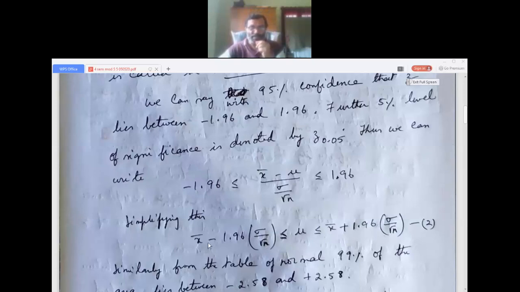So from this, the next step: x bar minus 1.96 into sigma by root n is less than or equal to mu, which is less than or equal to x bar plus 1.96 sigma by root n.